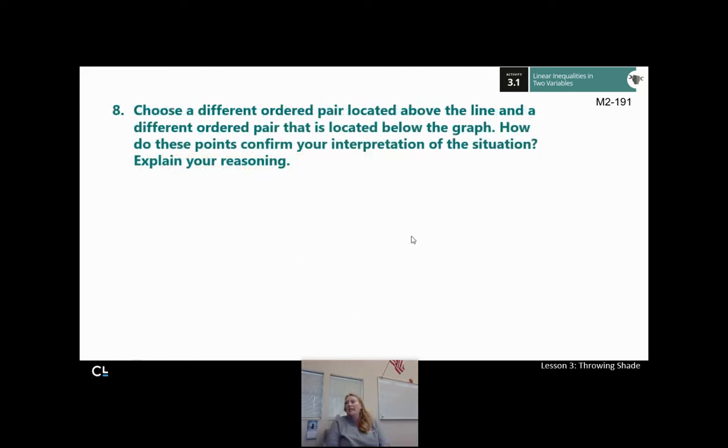Go ahead and go back and choose a different ordered pair. So we had a couple ordered pairs that we plotted. Can you go back and pick an ordered pair on your graph that's located above the line, and pick an ordered pair, one that we haven't already done, that's below the line? And how do these points confirm your interpretation of the situation? And explain your thinking on that. Go ahead and hit pause, work this out, pick a couple points, one above, one below, and then hit play when you're ready to keep the discussion going.